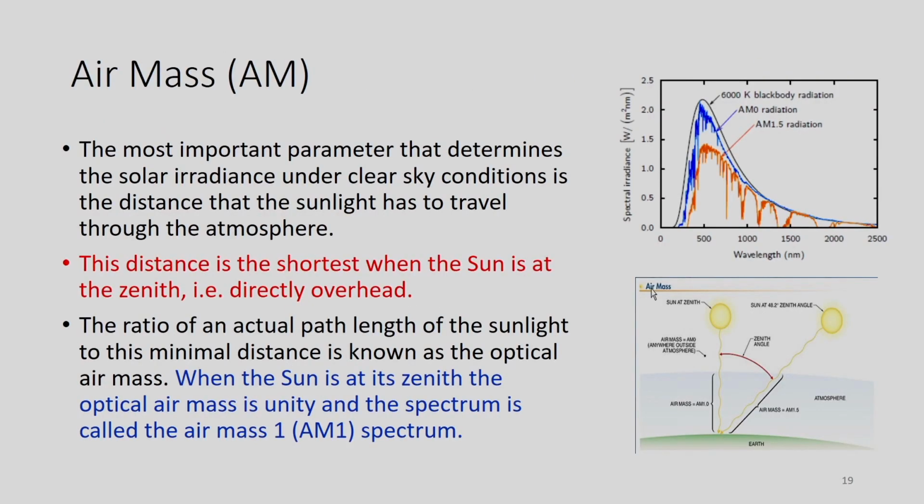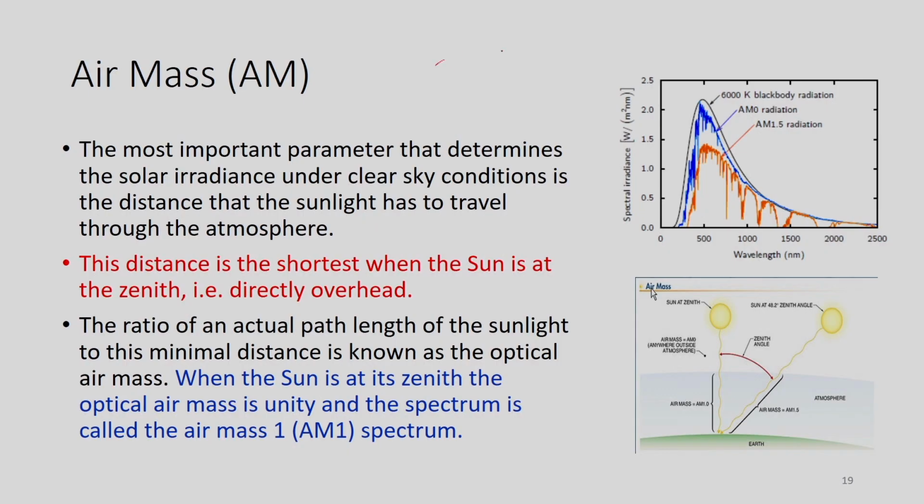So, here we will introduce one concept called air mass, which is a very important parameter in testing any solar flat plate collectors. We need to understand it very carefully. The most important parameter that determines the solar irradiance under clear sky conditions is the distance that the sunlight has to travel through the atmosphere.